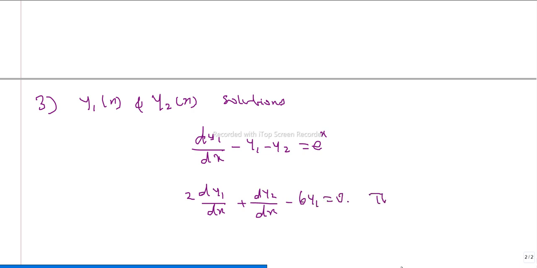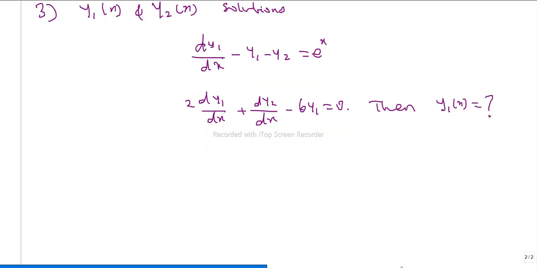Then what is y1 of x? That is the question. If y1, y2 are these, then what is y1 of x? Okay, better to write the options, maybe we can directly solve it. We have to form a single equation. So we need y1, therefore you have to consider the first equation and differentiate with respect to x. So we call this equation number 1, then equation number 2, and differentiate 1 with respect to x.